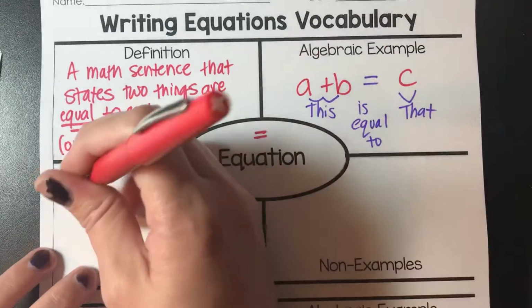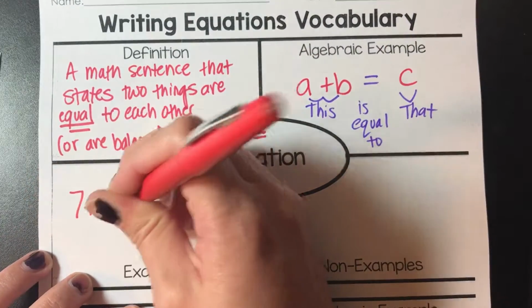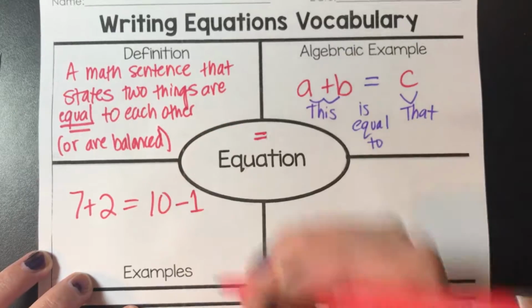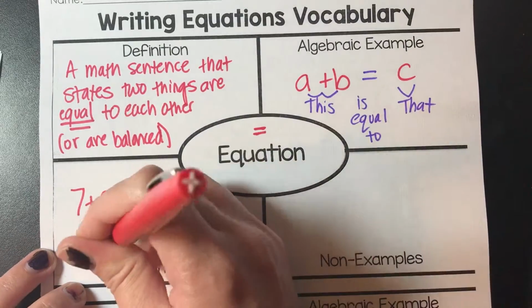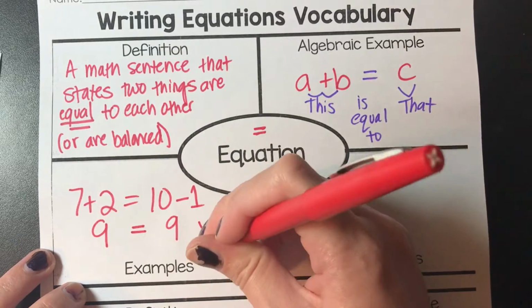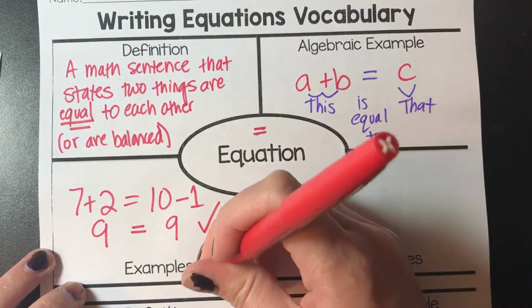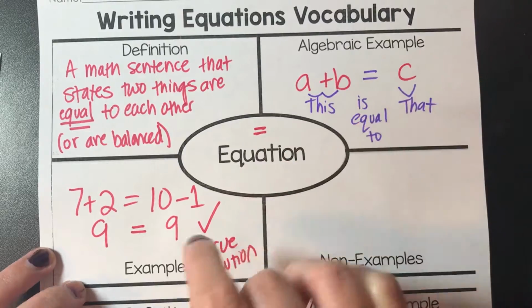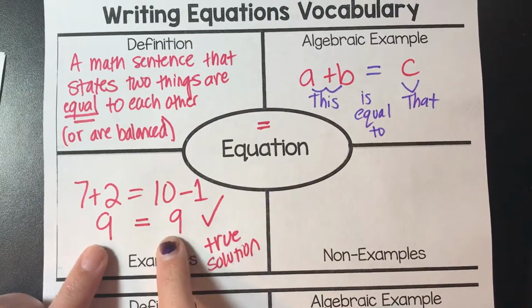Another example would be like 7 plus 2 equals 10 minus 1. 7 plus 2 is 9. 10 minus 1 is 9. This is true, or a solution, because this is equal to each other and it is balanced.